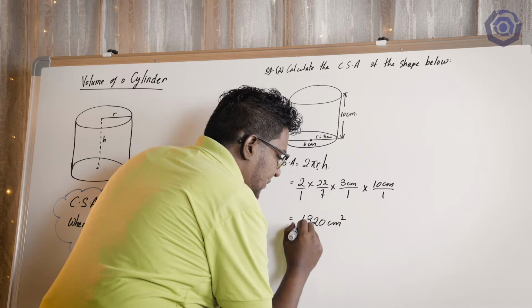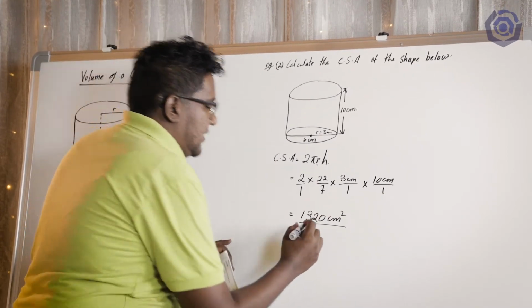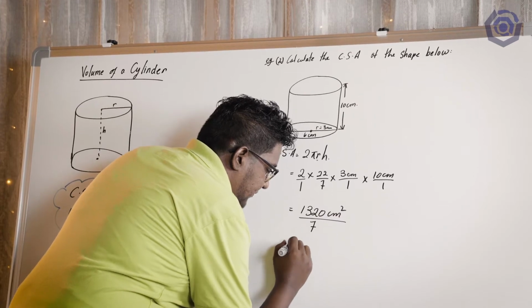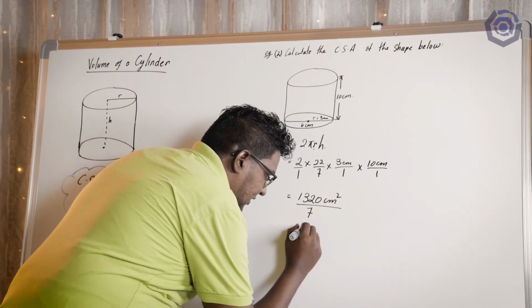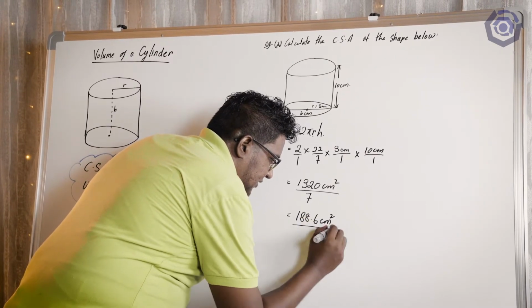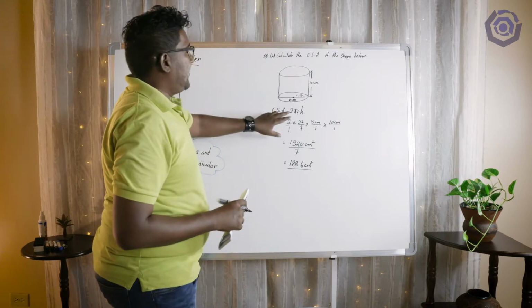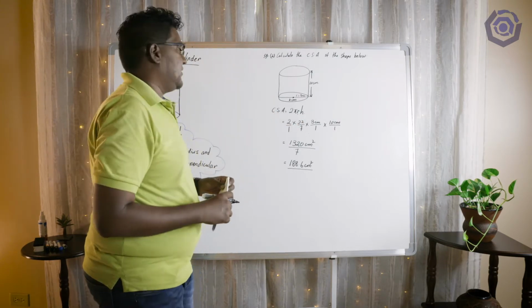1,320 cm squared, divided by multiplying all our denominators. We're going to get 7. So 1,320 divided by 7 is 188.6 cm squared. Remember, 2 pi r h is for the curved surface area.